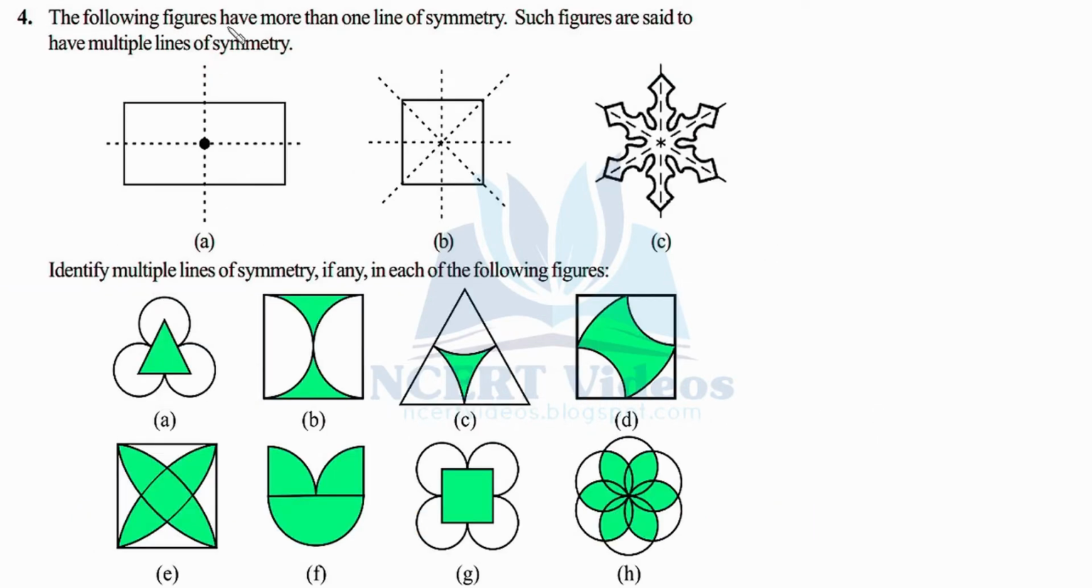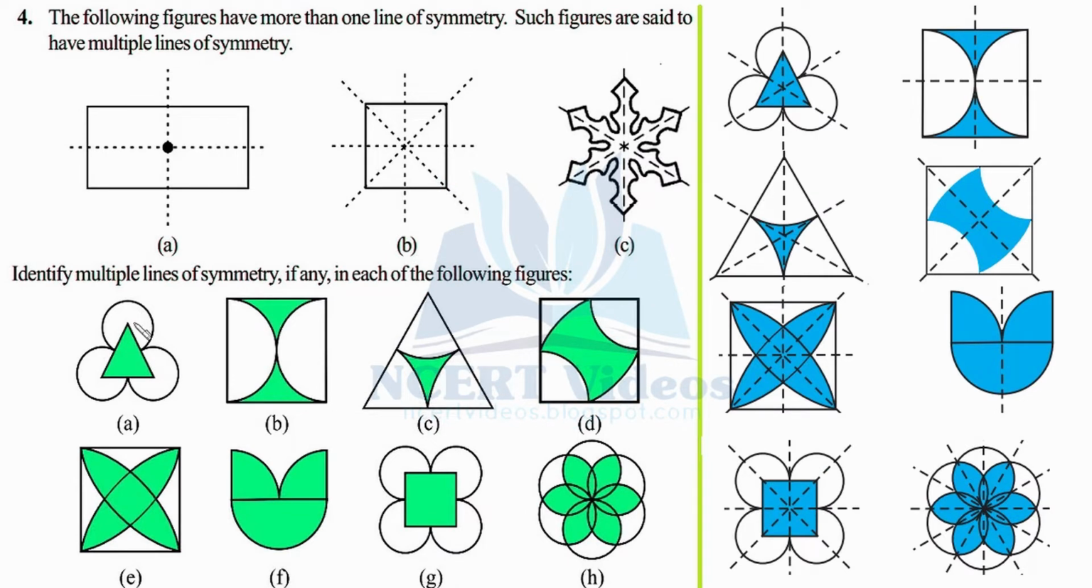Fourth, the following figures have more than one line of symmetry. Such figures are said to have multiple lines of symmetry, as we have in this. So these have multiple lines of symmetry. Identify multiple lines of symmetry, if any, in each of the following figures. So the first one, we have multiple lines of symmetry in this because we have 3 sides. So 3 lines of symmetry are there. One is crossing from this vertex and from this like this. Another from this vertex and from this intersection. Third one from this intersection and this vertex. That is, we can place mirror 3 ways and our symmetry will remain intact.